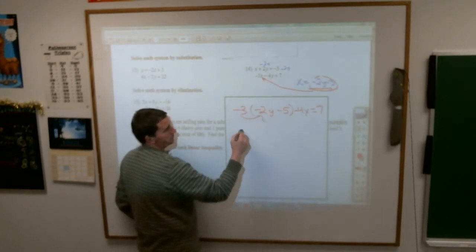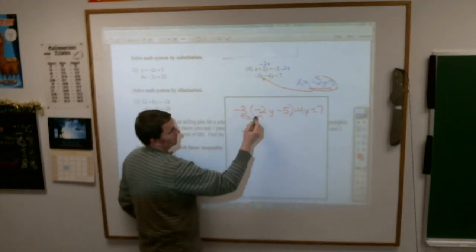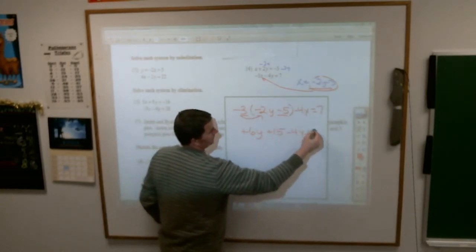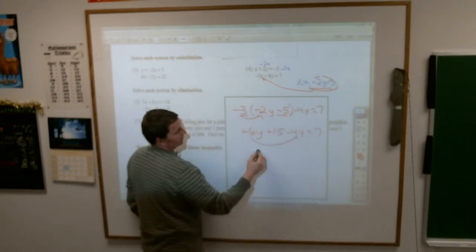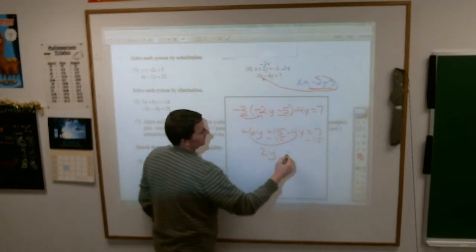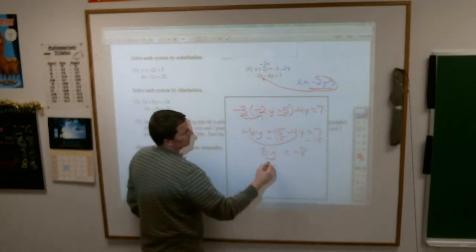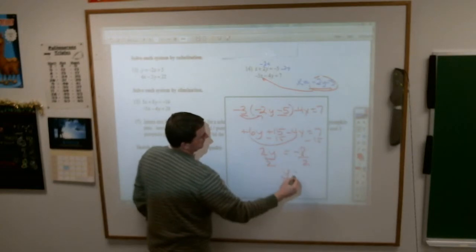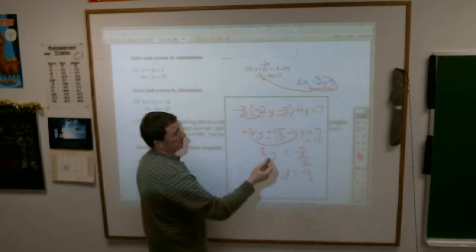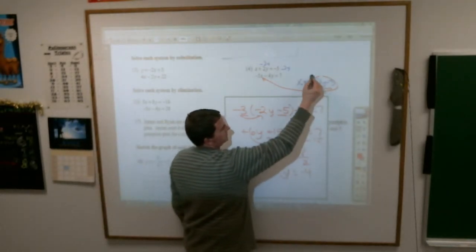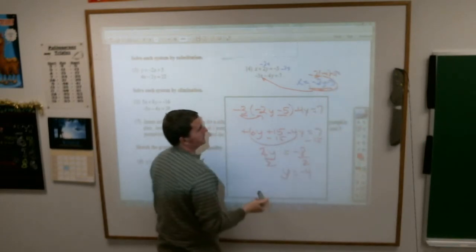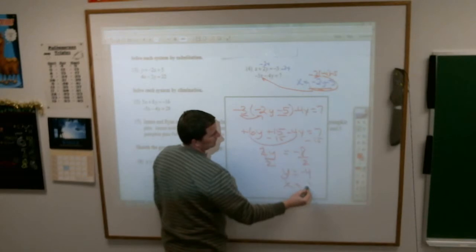Negative 3 times negative 2 is a positive 6y. Negative 3 times a negative 5 is a positive 15. Minus 4y equals 7. Put your y's together, it's 2y. Subtract your 15 over, you get a negative 8. Divide by 2, divide by 2, y is negative 4. Once you know y, I would put it back in right here, because I'll tell you what x is. Negative 2 times negative 4 minus 5. Positive 8 minus 5. X hopefully was 3.